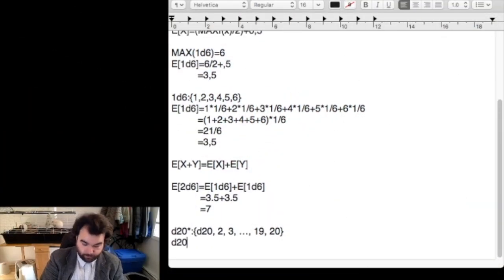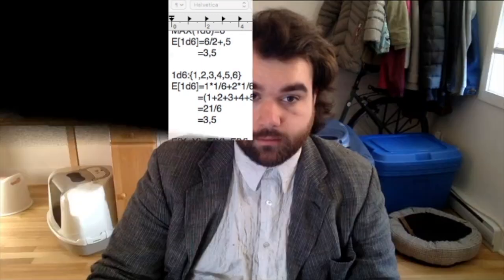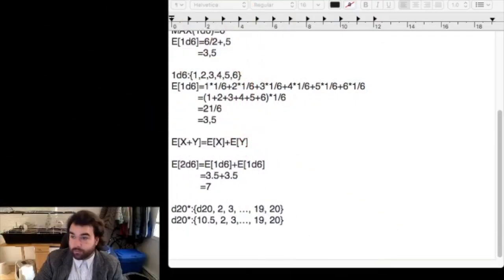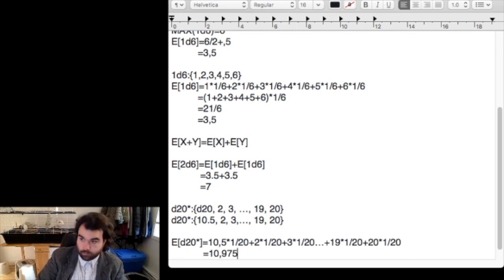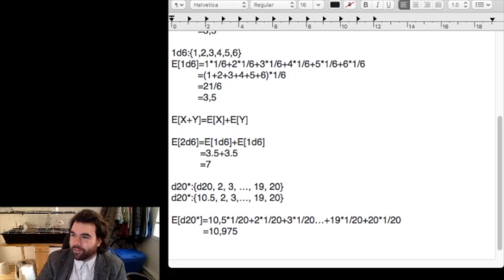as 10.5, 2, 3, all the way up to 19 and 20. Now, because this isn't a normal die, we can't use the old trick of cutting the maximal value in half. We actually need to do the math ourselves, which in this case gives the expected value of the special d20 that rerolls on 1. I'm not going to calculate the whole thing, are you crazy?